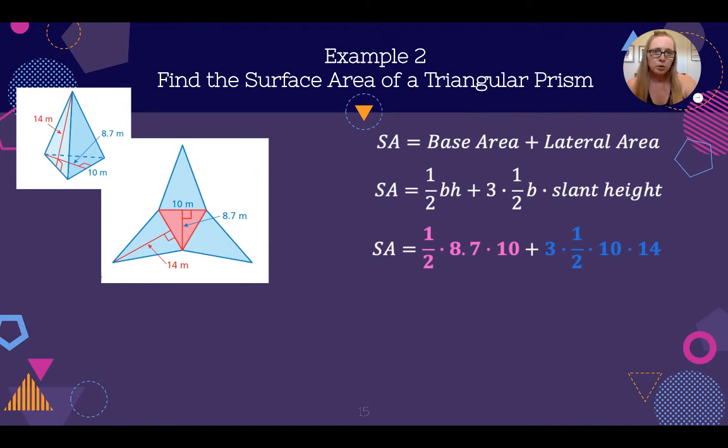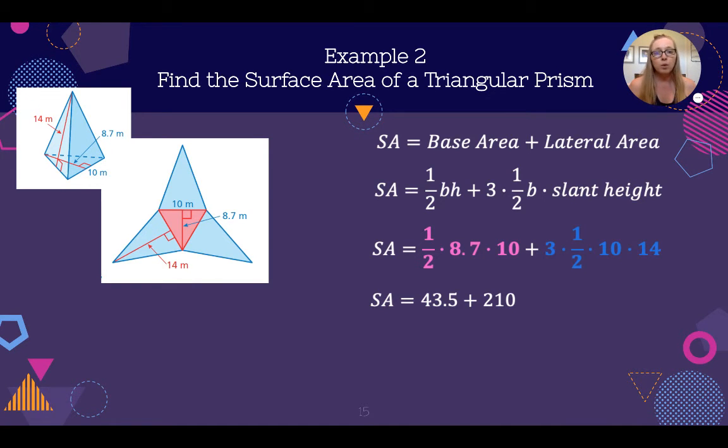Okay, now we're just multiplying. Pull out that calculator or do some mental math, right? So 1/2 is 0.5. So if you wanted to put this in a calculator, you could do 0.5 times 8.7 times 10. You're going to get 43 and 5/10. And then 3 times 1/2 times 10 times 14. So I might do the half times 14, which is 7. 7 times 3 is 21, and 21 times 10 is 210. But you can just do that in a calculator.